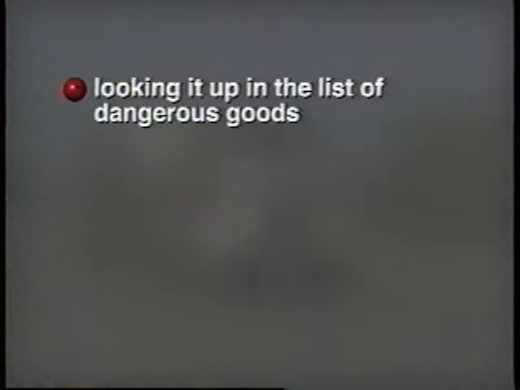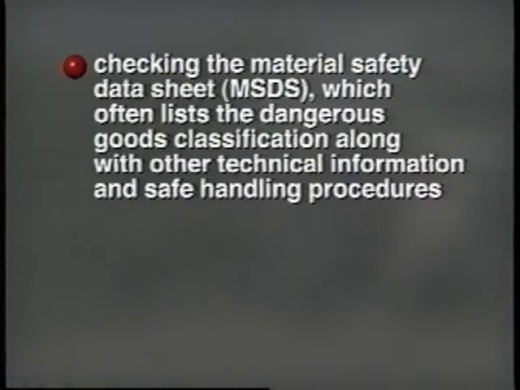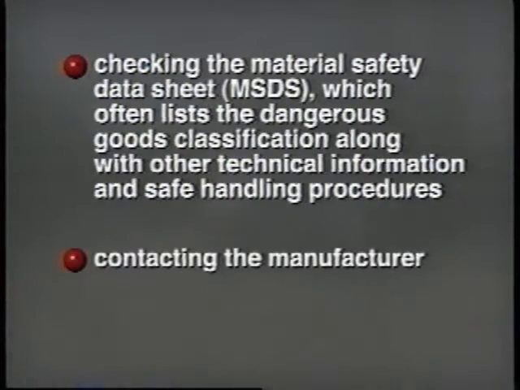The shipper may find this information by looking it up in the list of dangerous goods, checking a previous shipping document for the same product, checking the Material Safety Data Sheet, or MSDS, which often lists the dangerous goods classification along with other technical information and safe handling procedures, and contacting the manufacturer.